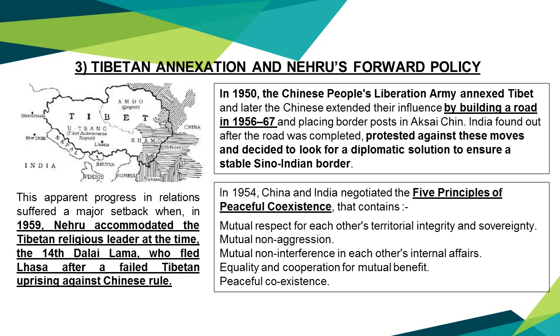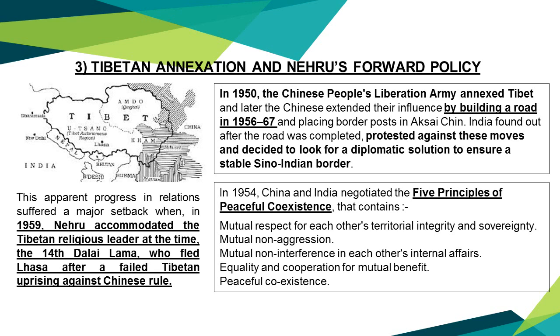In 1954, China and India negotiated the five principles of peaceful coexistence, which contain mutual respect for each other's territorial integrity and sovereignty, mutual non-aggression, mutual non-interference in each other's internal affairs, equality and cooperation for mutual benefit, and peaceful coexistence.